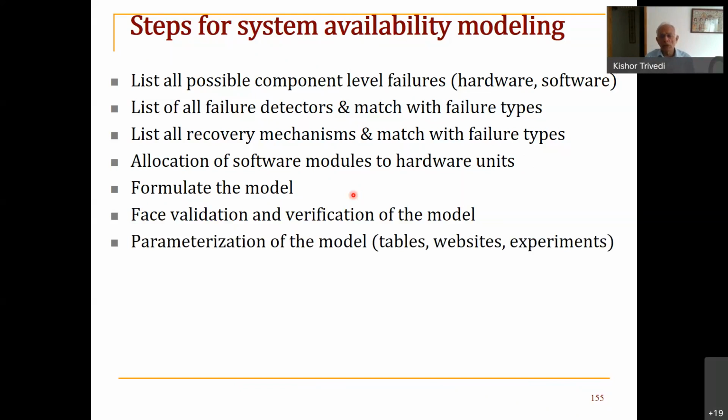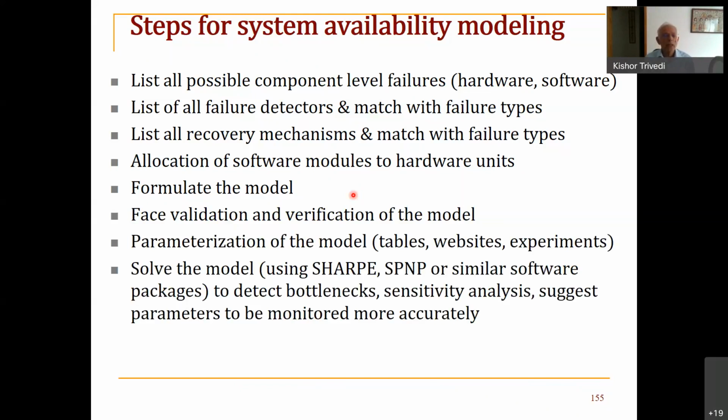And parameterization of the model. Again, very difficult topic, but it needs to be very carefully dealt with. And then solve the model. And hopefully you use a well-known tool. I often see people unnecessarily spend a lot of time redoing what has already been done and write their own code. I would suggest using well-known tools.